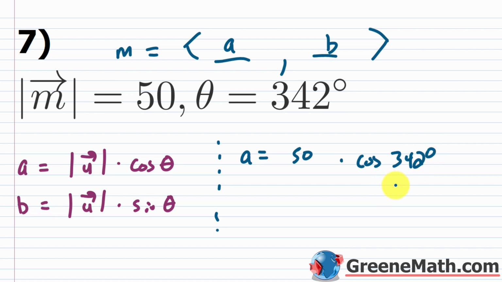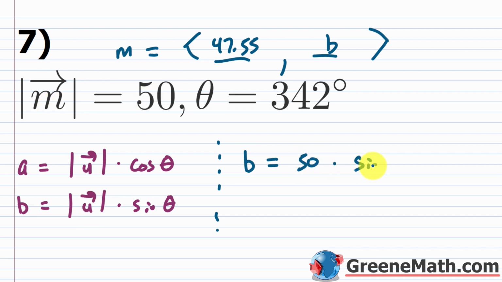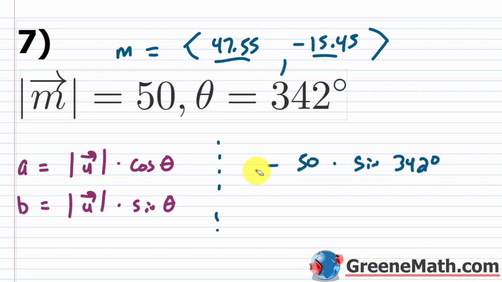So this is something I would just punch into the calculator. And if I round to the nearest hundredth, I get about 47.55. So let's just say that this is about 47.55. Okay. Now for b, you're just going to do the same thing. So the magnitude of, in this case, the vector m, that's going to be 50, and then times the sine of your direction angle theta. So the sine of 342 degrees. Let's just key this into the calculator. And I get about negative 15.45 if I round to the nearest hundredth. So let's put this as about negative 15.45. So that would be your component form for the vector m.